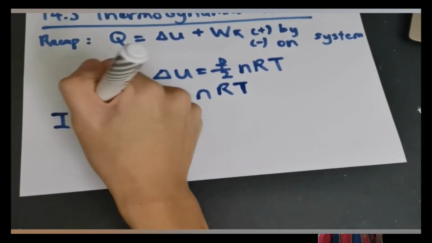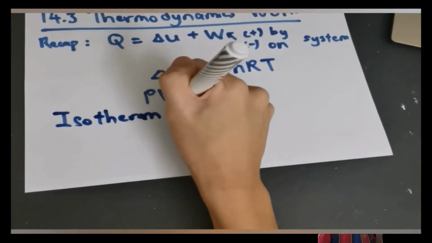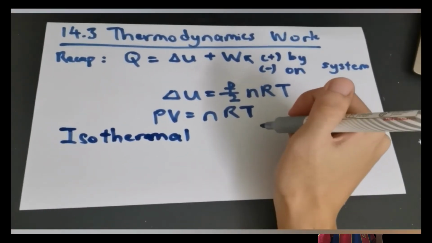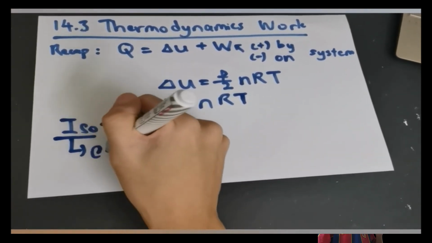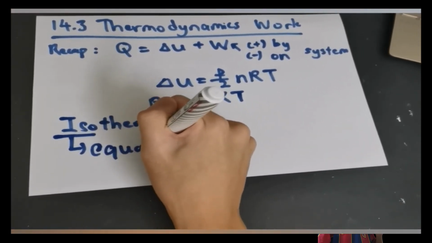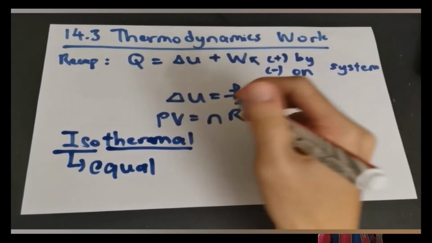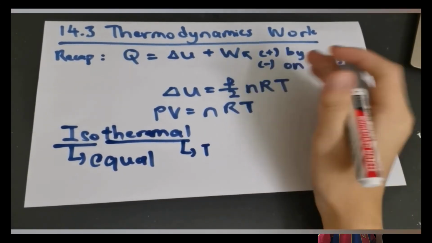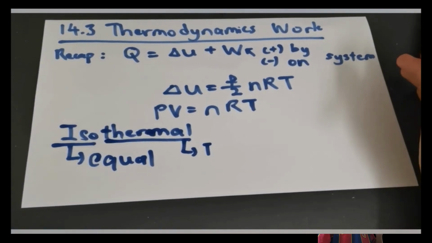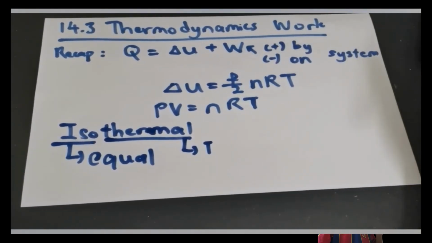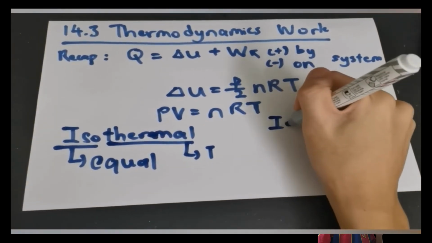First one will be isothermal. Isothermal. So remember, iso equal or constant. Thermal, remember thermometer, temperature. Constant temperature. So this means isothermal process is the temperature before the process and after the process would be the same.